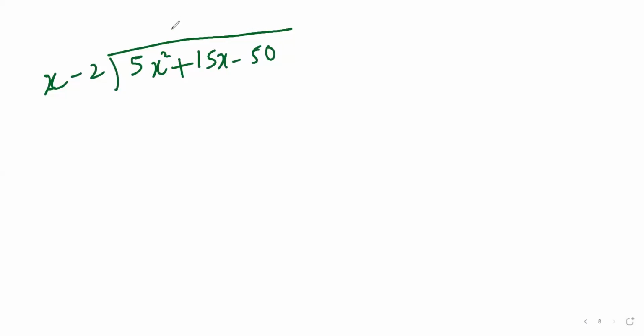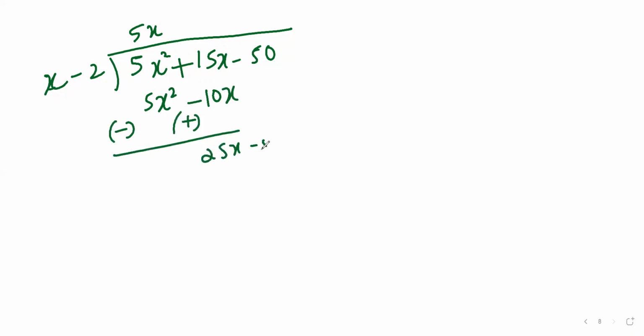So this is where sometimes they say factorize completely. Factorize this polynomial completely. That's when you have to use this. So let us say that we have 5x cube plus 5x square plus 15x minus 50. This is straightforward because I can see by inspection that we can find one root. So x minus 2 into 5x is 5x square minus 10x. So minus and plus, we get 25x minus 50.